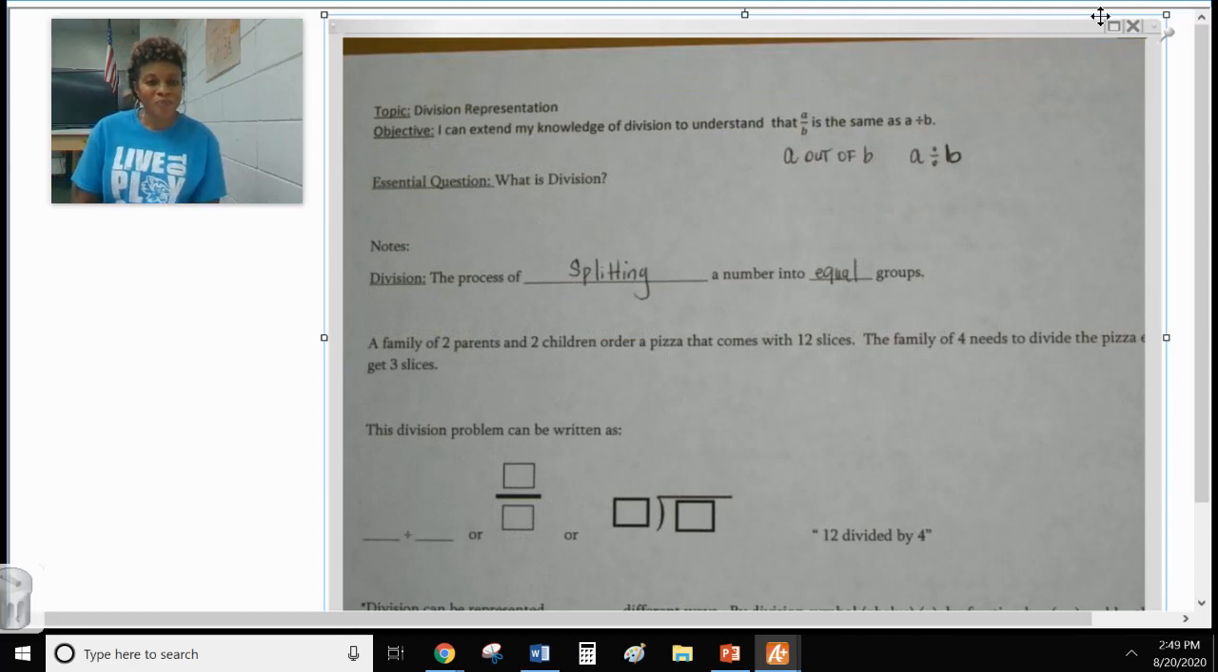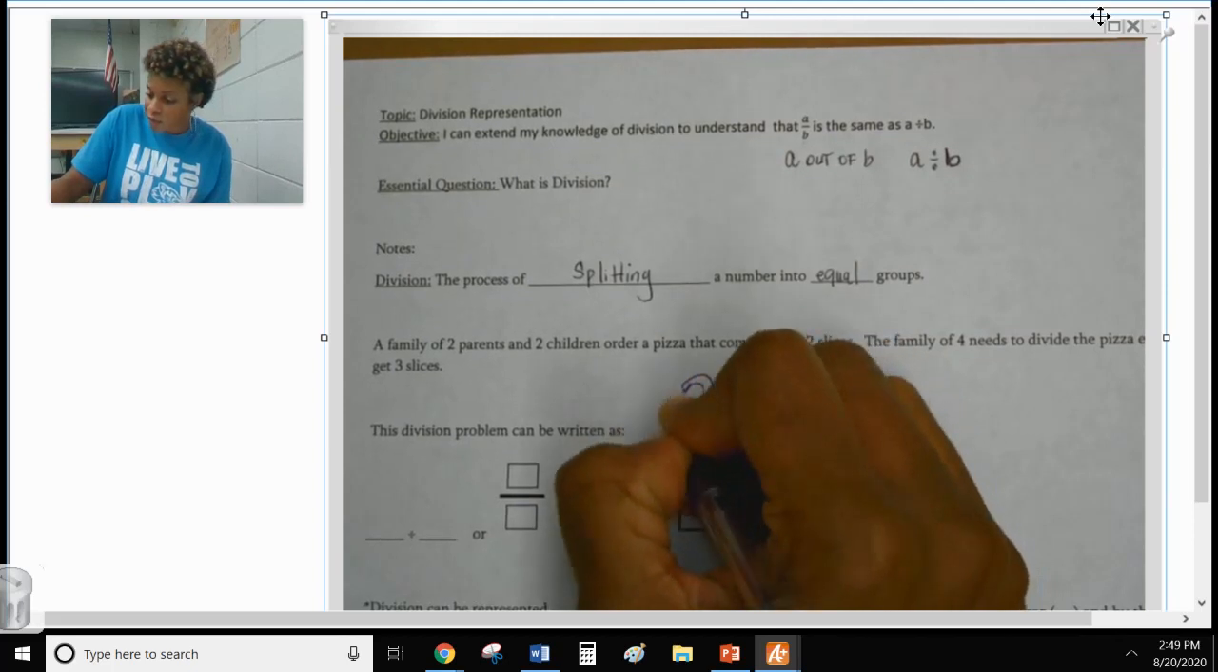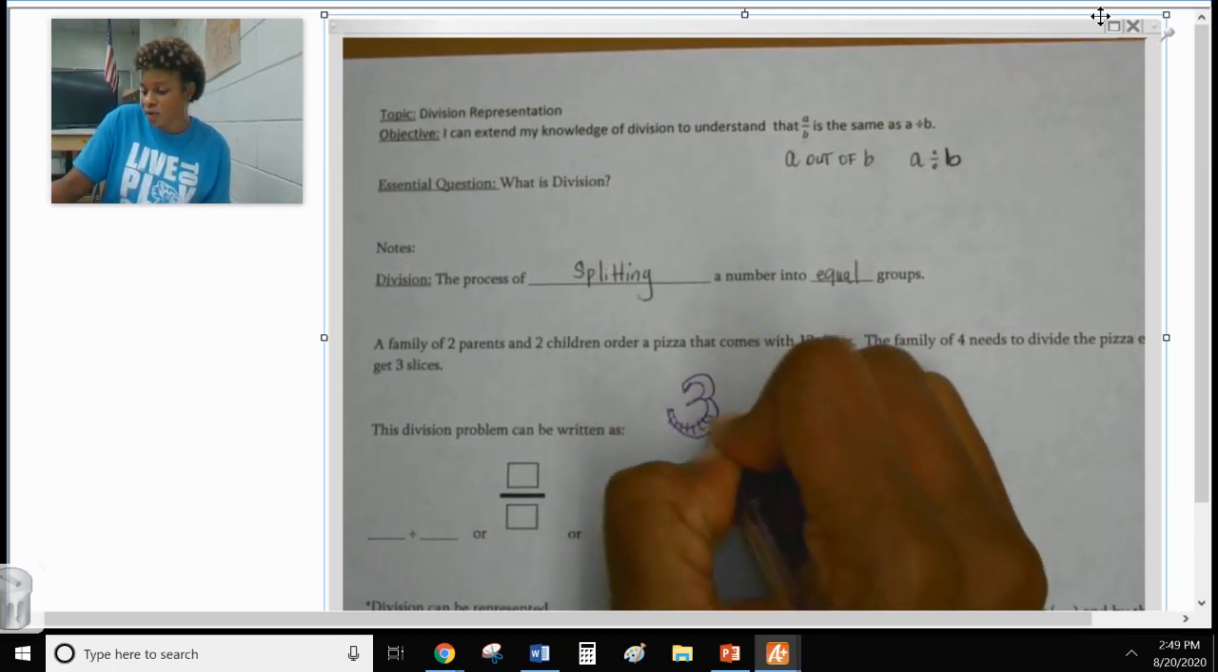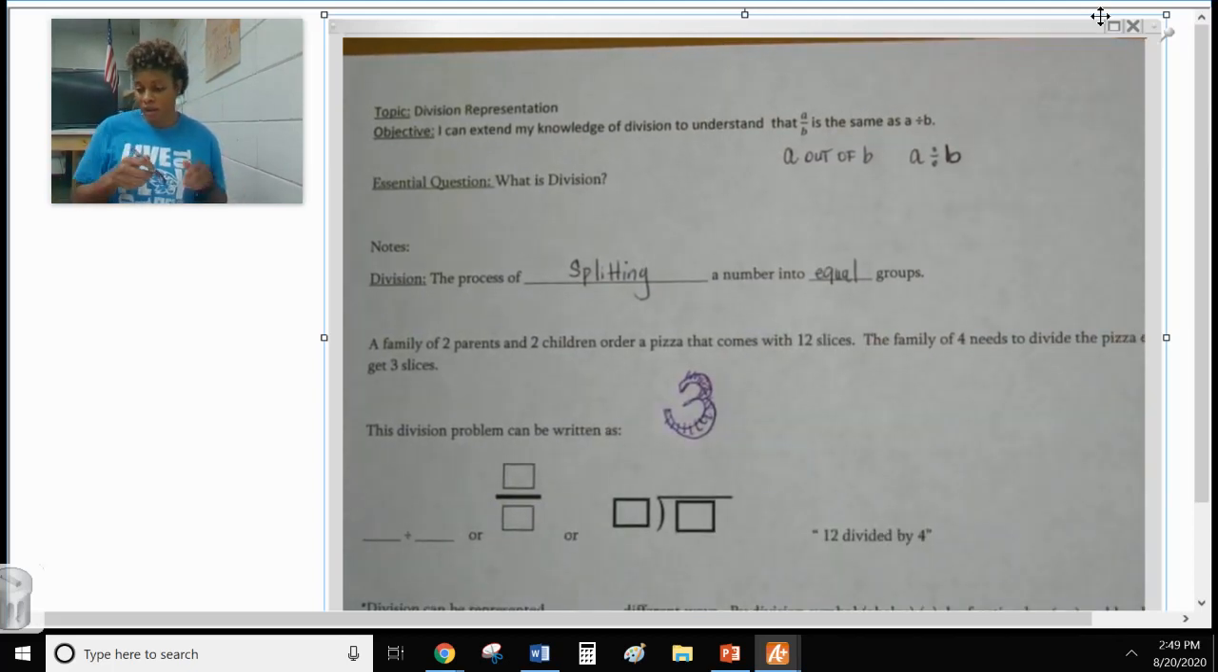So let's look at an example. A family of 2 parents and 2 children order a pizza that comes with 12 slices. The family of 4 needs to divide the pizza evenly between them, so they each get 3 slices. This division problem can be written as, how can we write this division problem? There are 3 ways we can write division representation. So what do those 3 ways look like?